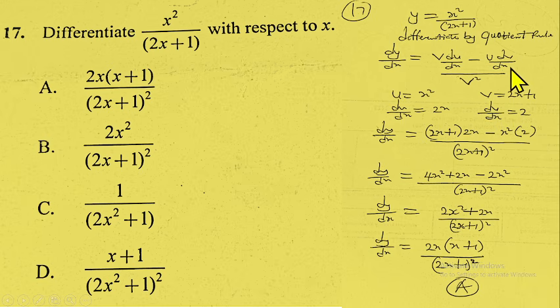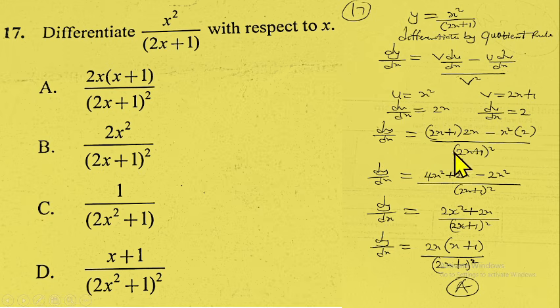Then that means if you can substitute everything we have got into this rule, we add dy/dx equals to v is 2s plus 1 multiplied by the du/ds is 2x minus u is s squared, and our dv/ds is 2 over v is (2s plus 1) all squared.